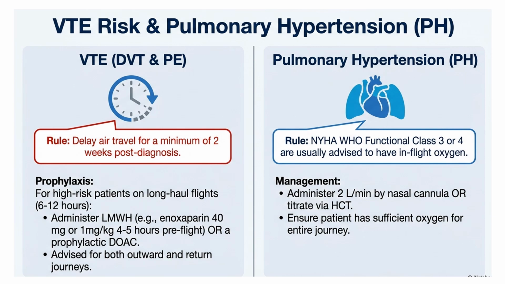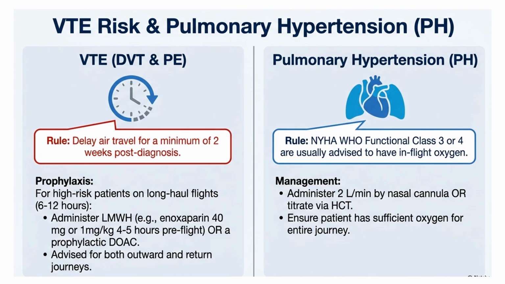Venous thromboembolism and pulmonary hypertension are very important. These patients should delay air travel for a minimum of 2 weeks post diagnosis. This is very important. For prophylaxis in high-risk patients on long-haul flights, nearly 6 to 12 hours, we have to start low molecular weight heparin, enoxaparin 40 milligram, as prophylaxis.